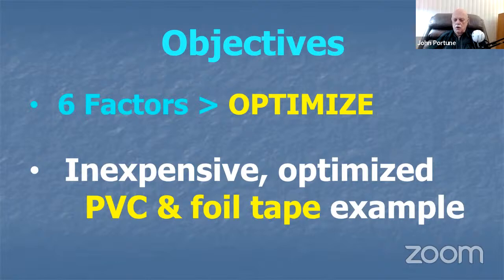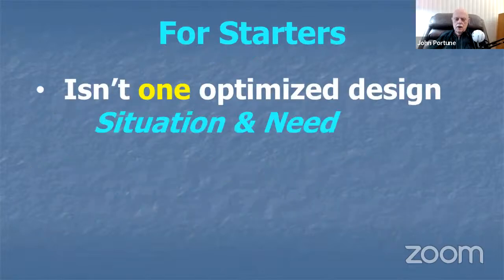And then I want to show you my version, which has finally been finished and has been on the air by several other people, rather impressively, as a matter of fact, and show you my design. It's a very inexpensive PVC and foil tape example. For starters, there isn't one optimized design. The optimized mag loop depends on your situation and your need.